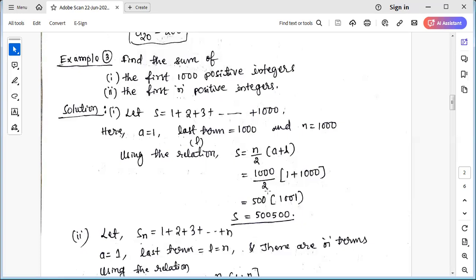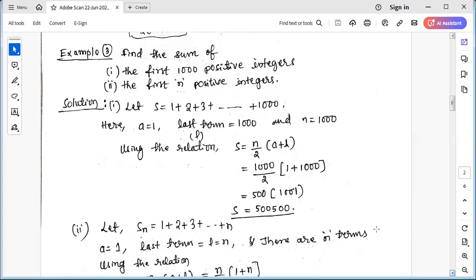1000 divided by 2 is 500, and into this, 1000 plus 1 is 1001. And 1001 into 500 gives 500500. That means 5 lakh 500 we get as the sum. So the first problem is solved.